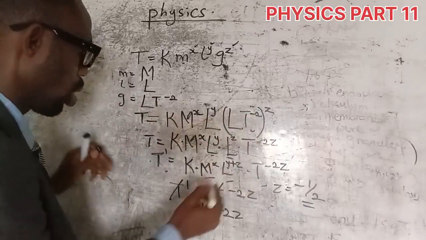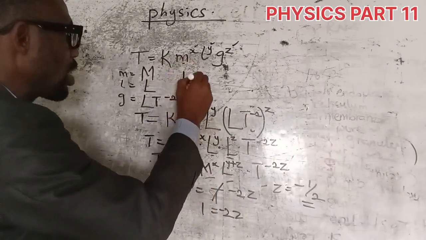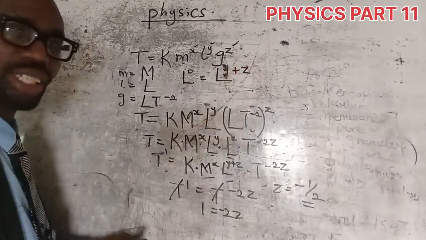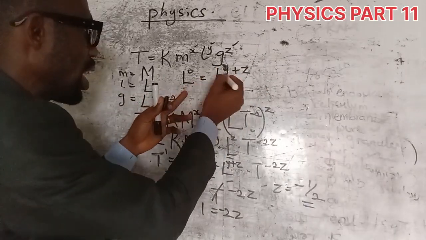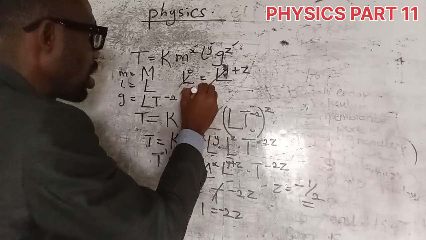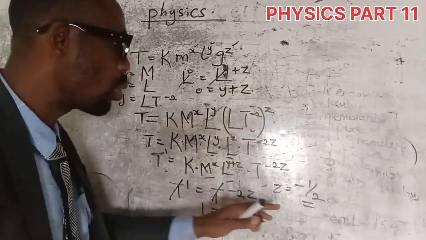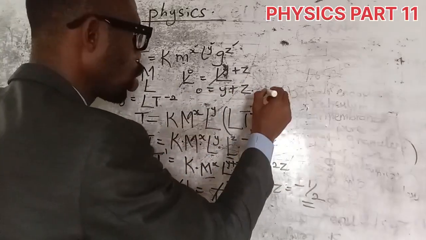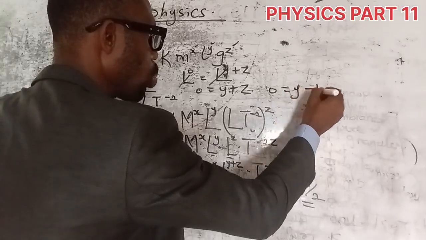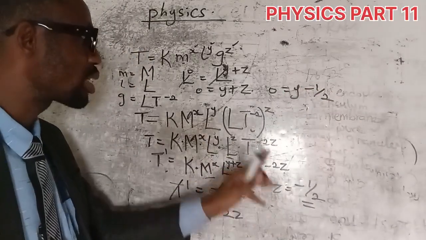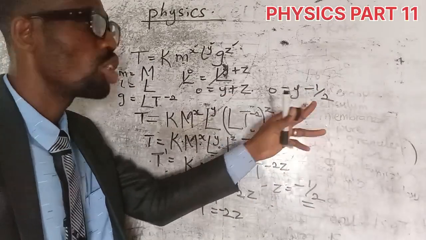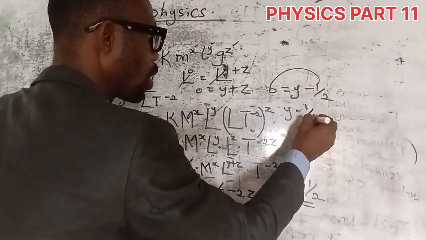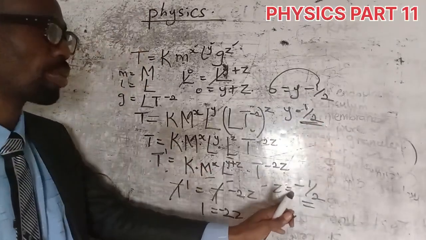So in this case, let's do for the length. So it will be L raised to power 0 equals what? L raised to power Y plus Z. And I told you, once the bases are the same, you cancel it out. What do you have? 0 equals Y plus Z. What do we get as our Z? Our Z is minus 1 over 2. So anywhere I see Z, I'll put minus 1 over 2. So it will be 0 equals Y minus 1 over 2. Plus times minus is still minus. So if you bring this here, Y will now be equal to 1 over 2. So Y is 1 over 2, Z is minus 1 over 2.